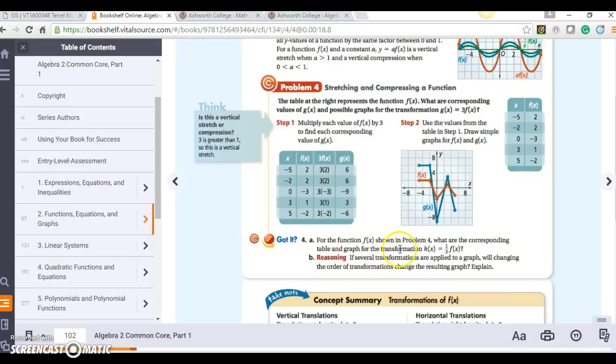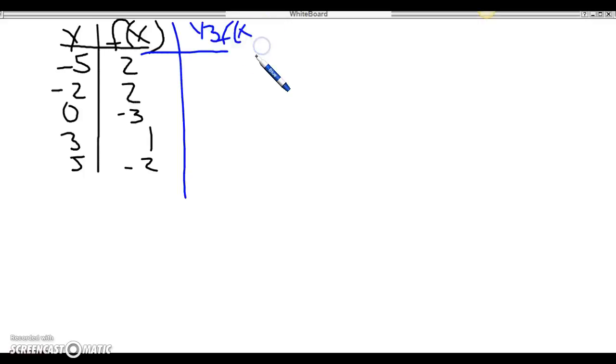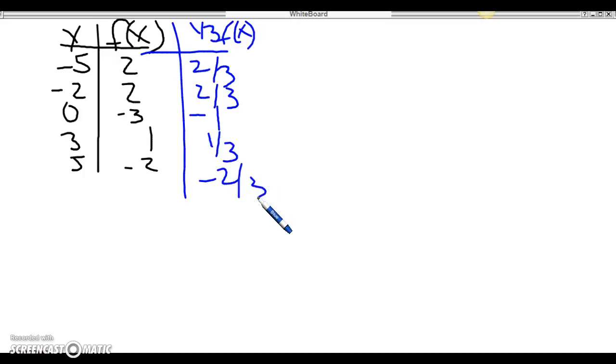So it says for the function f of x shown in problem 4, for the corresponding table and graph of the transformation, if I multiply by 1/3 instead. So here I've written it on my whiteboard. And so again, I'm just going to multiply everything by 1/3. So 1/3 times 2 gives me 2/3, 2/3, -1, 1/3, and -2/3. And so there are my values.